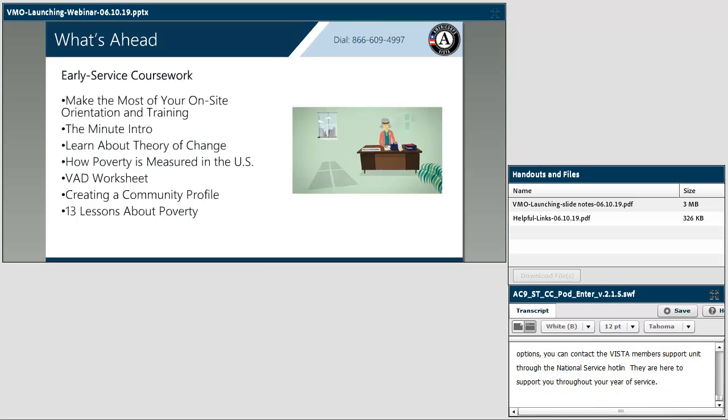Now, let's look at what's ahead for you as you get into your VISTA service. There are 7 elements of early service coursework that we ask all VISTAs to complete. They are self-directed and intended to really help prepare you for success. The first is a guide to help you make the most out of your on-site orientation and training, which is the training that's provided by your supervisor to prepare you for what you'll be doing at your site. There's also the minute intro exercise, which helps you to develop your elevator pitch so that you can clearly and succinctly explain to other folks who you are and what you're doing as a VISTA member.